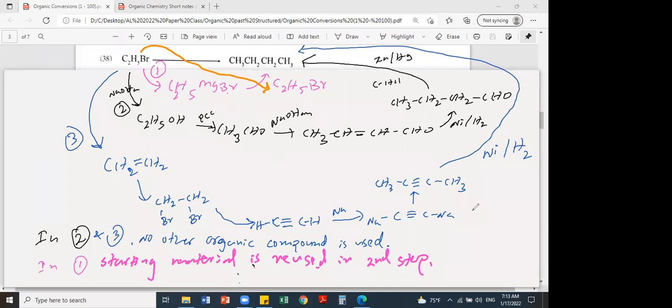Be careful, some past papers have given: synthesize this using this as the only organic compound. Sometimes they'll say you can use an organic compound as a reagent, like a reaction medium, say ether medium. Other than that you can't use any other organic compound. That's how they give it. Okay.